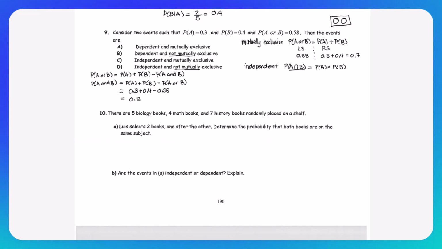So now we have that, let's do our little test. Because we don't know if they're equal yet, we look at the left-hand side and the right-hand side. The left side, the and or the intersection, is 0.12. The right side is 0.3 times 0.4, and look at that, those equal 0.12. So this is an independent, not mutually exclusive event. Our answer is D.